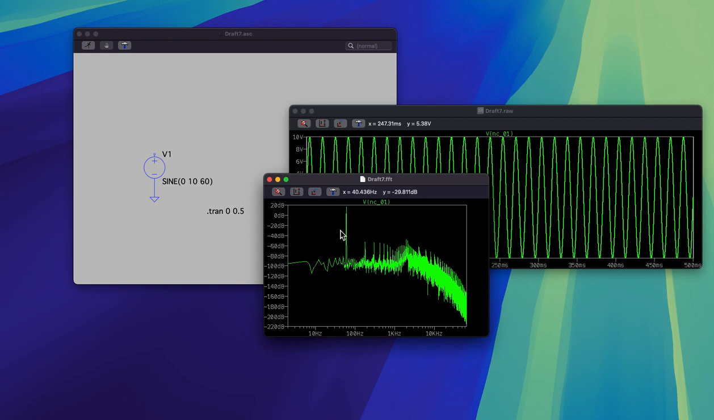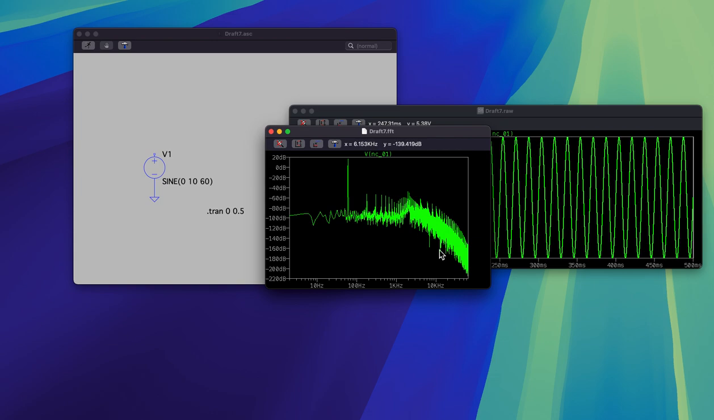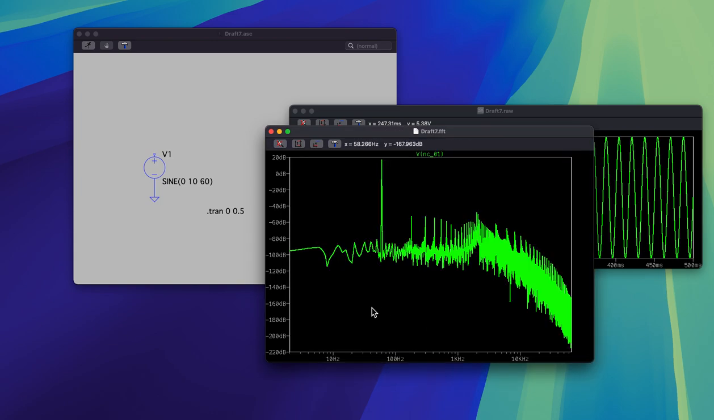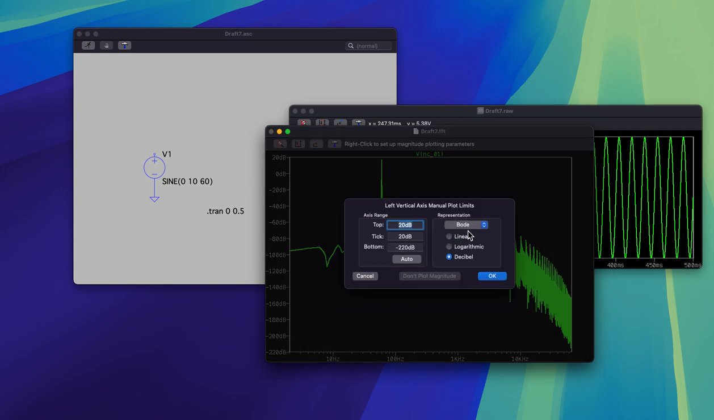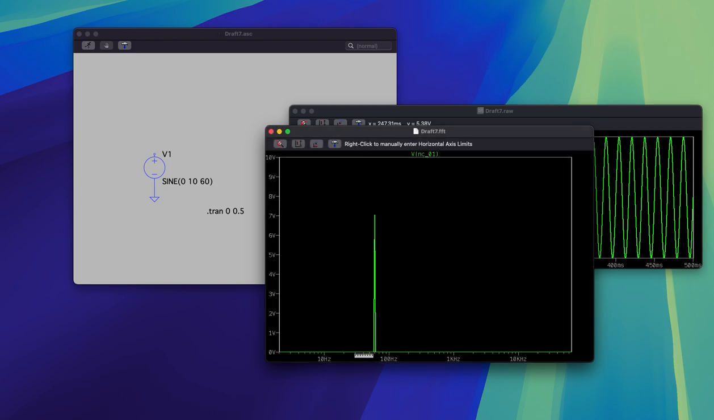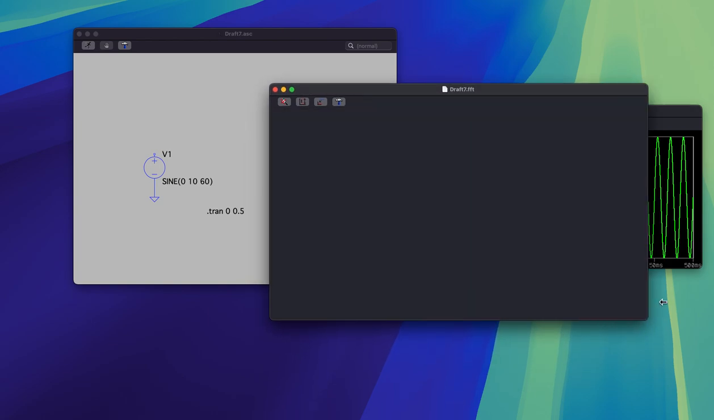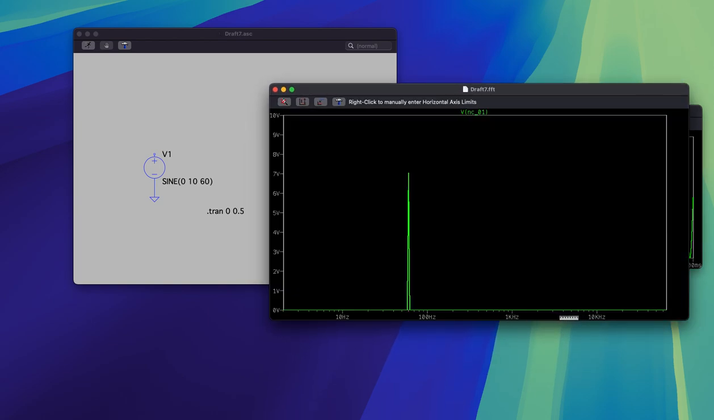Now the FFT by default is defined in dBs, which is not very useful for practical purposes. So what we're going to do is go to the y-axis, right click, and change this to a linear scale. What it does is, those minus 120 dB, which is a very, very small value, are going to get basically confused with 0, which is what we want.